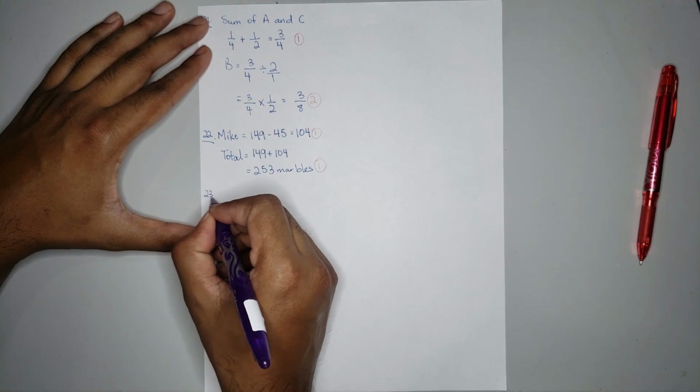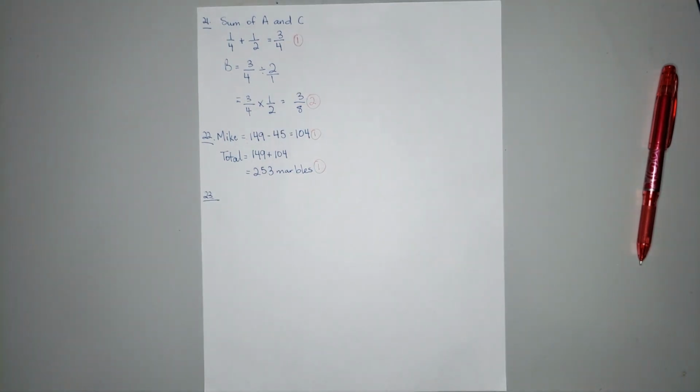Number 23. Number 23 states, a hall has 22 rows of chairs. There are 18 chairs in each row. How many extra rows of chairs are needed to seat 465 persons?